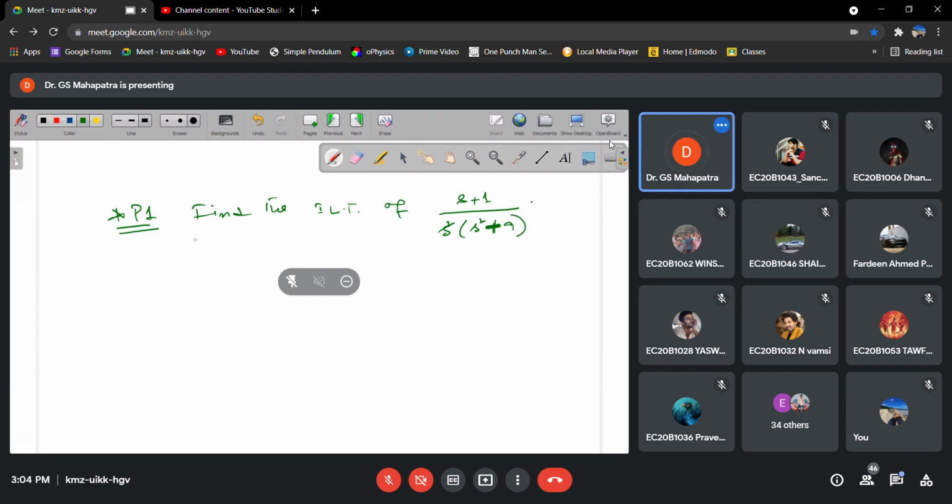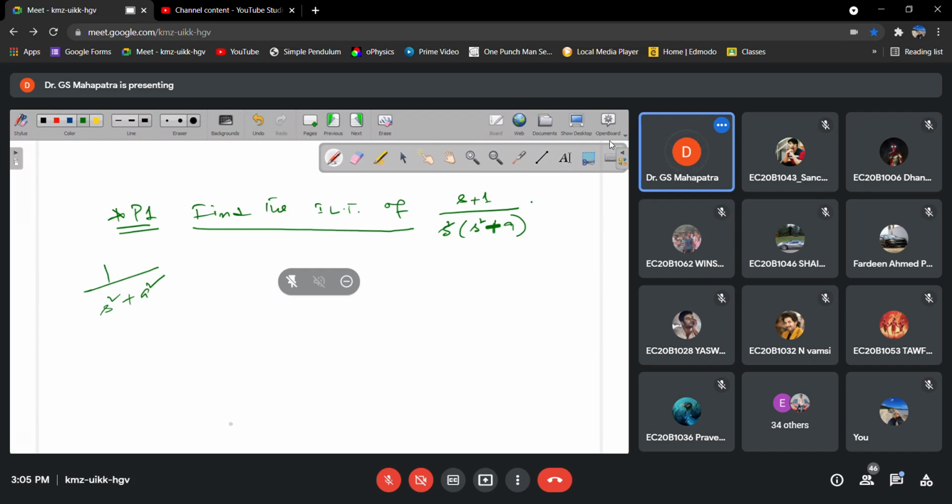Let us see. I want to check what you are doing. So I'm not writing anything, but I'm telling it's s square plus 9. You know that similarity, s square plus a or b square, correct? So you know the formula for this type, correct?